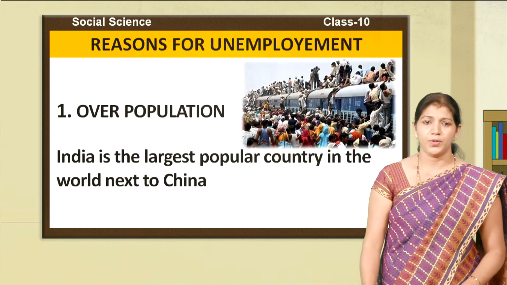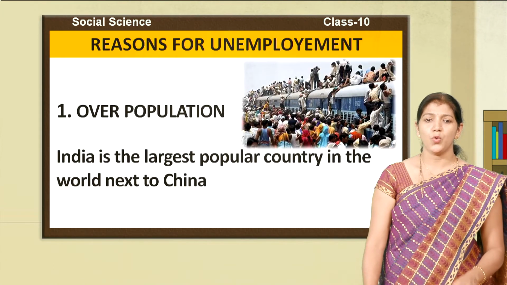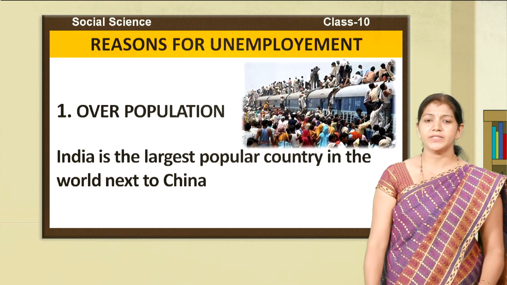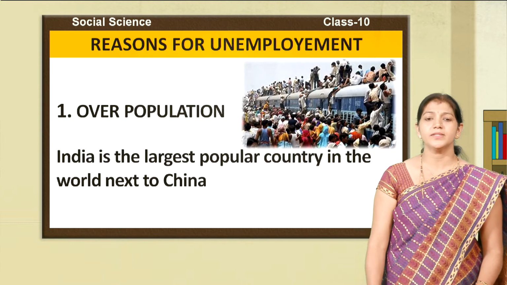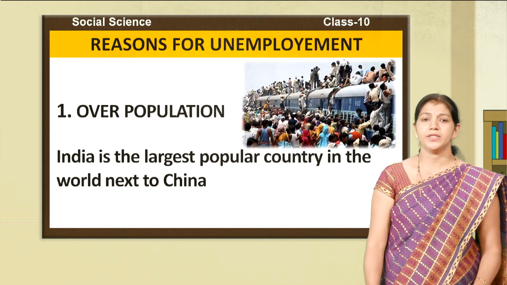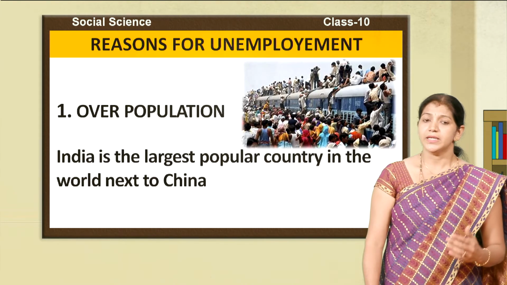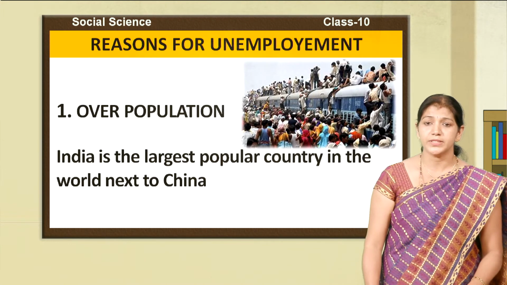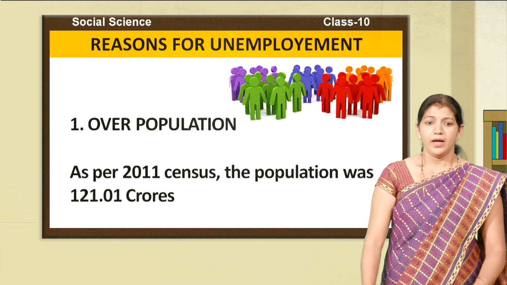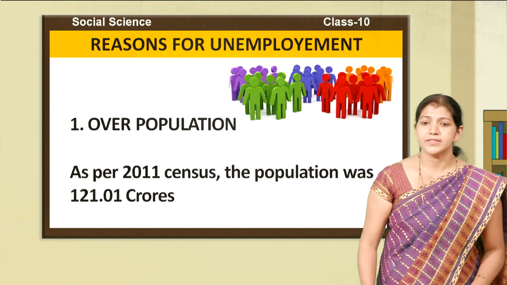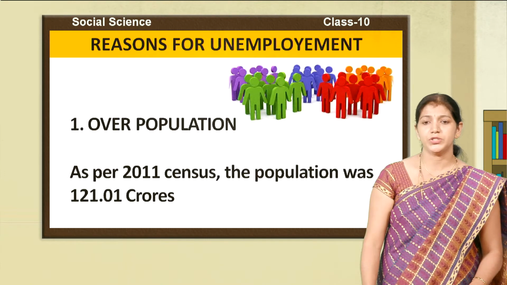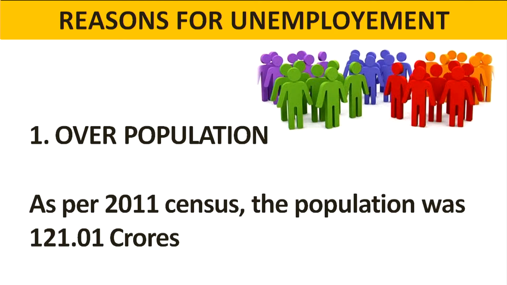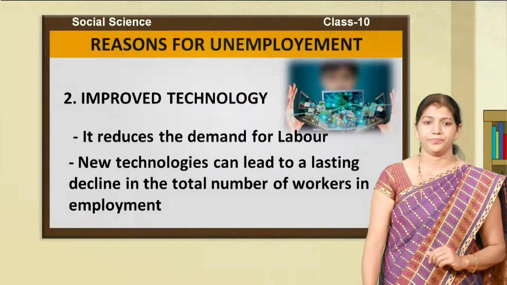Reasons for unemployment. The first is overpopulation. Overpopulation is the major reason for unemployment. India is the largest populated country in the world next to China. It means India has the second largest population in the world. As per the 2011 census, the population of India is 121.01 crores. This overpopulation creates unemployment in India.